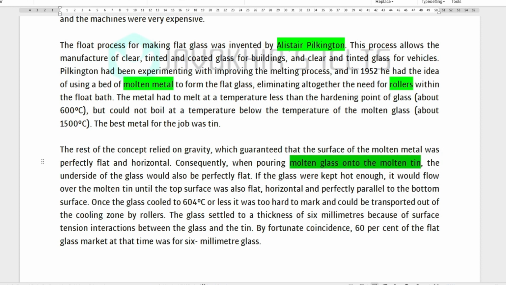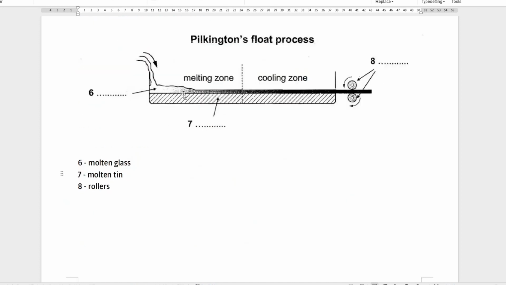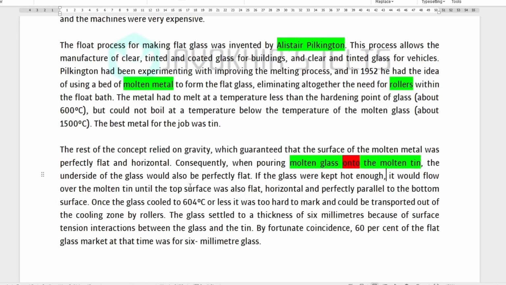So we have this keyword here. Onto means above something. The upper side of the glass would have been perfectly flat. So it's saying it should be flat, meaning straight. If the glass were kept hot enough, it would flow over the molten tin until the top surface was flat, horizontal, and perfectly parallel to the bottom surface.